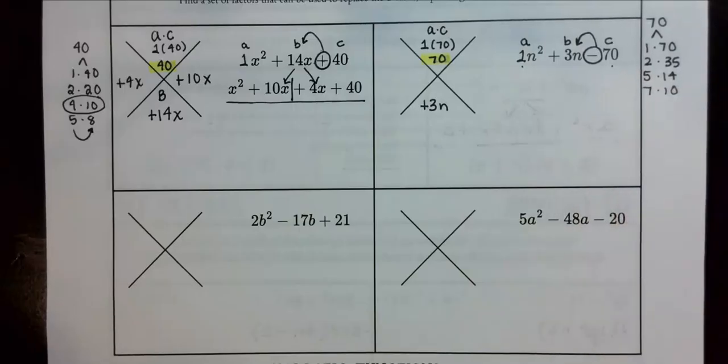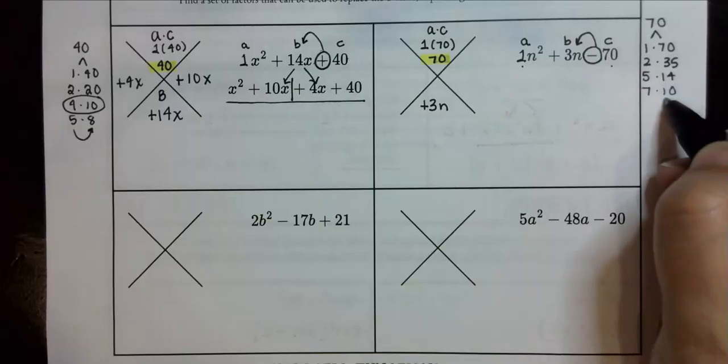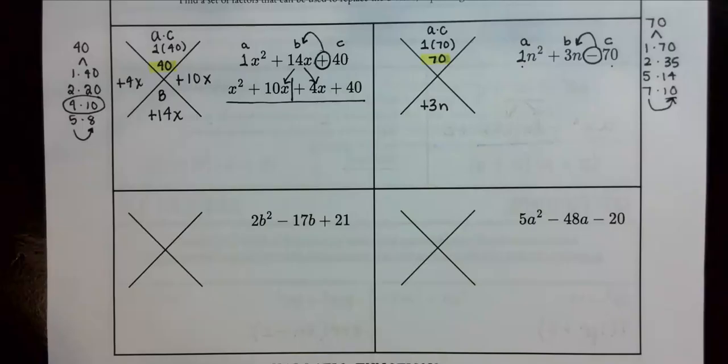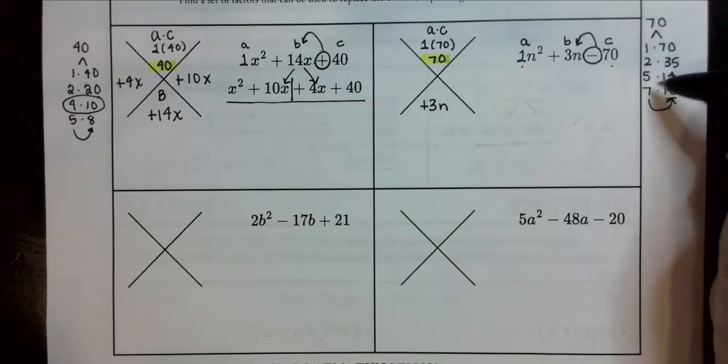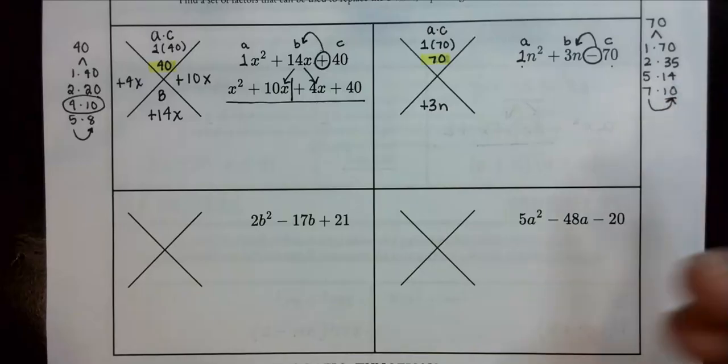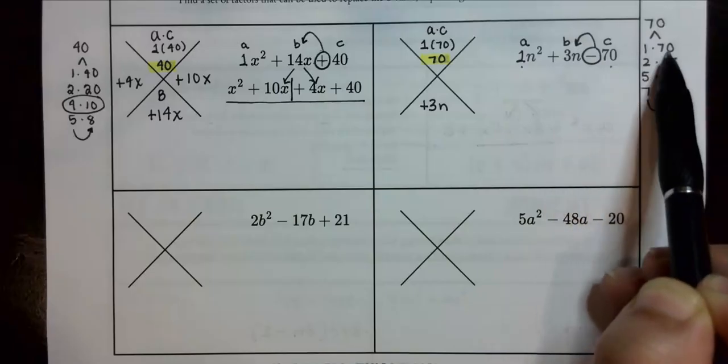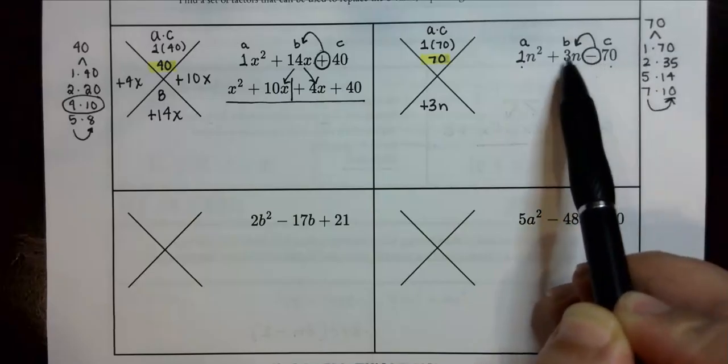70 divided by 8, nope. 70 divided by 9, nope. And then I know that after 9 comes 10. And the 10 is already on the list, so that means I can stop here. These are all the numbers that multiply to be 70. But remember what I asked for. I'm asking for two numbers that when you multiply them give you 70, but when you subtract them give you 3.